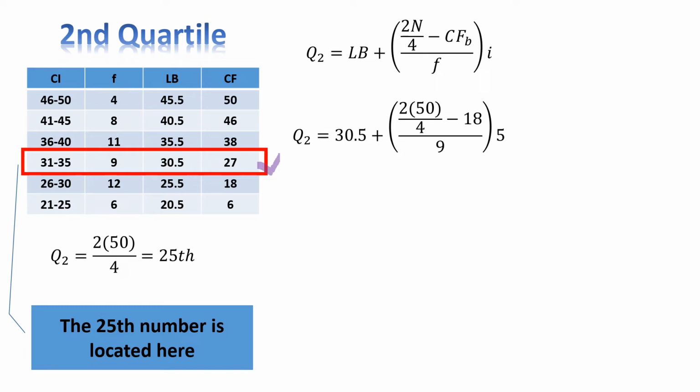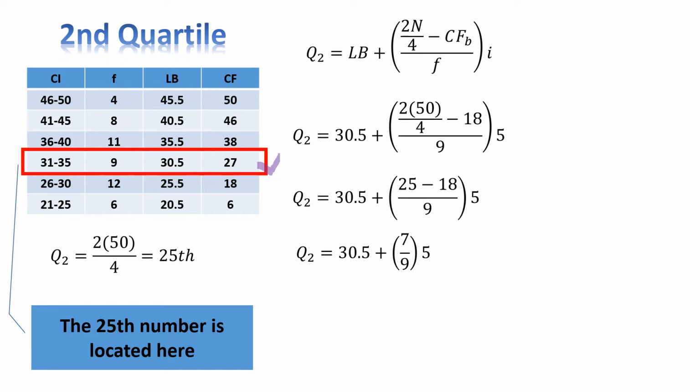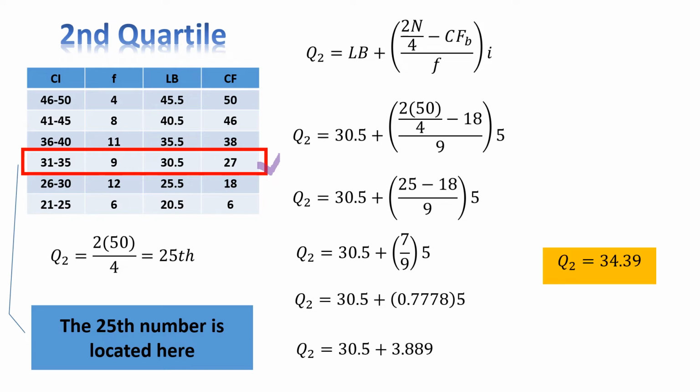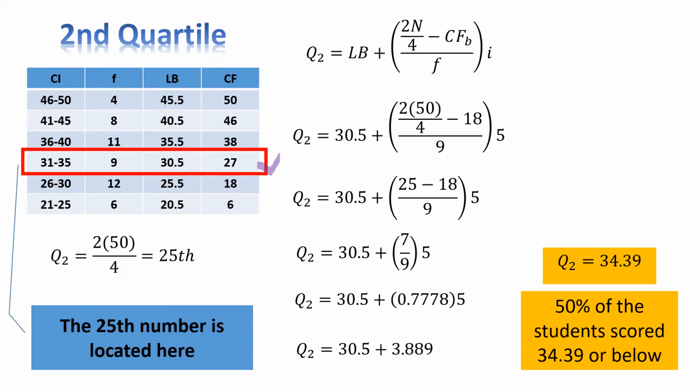Okay. So, solve natin muna yung 2 times 50 divided by 4 is 25. 25 minus 18 is 7 over 9. 7 divided by 9 is 0.778. Times 5 ay 3.889 and then i-add nyo sa 30.5. So, result niyan ay 34.39. So, this means that 50% of the students who took the test got scores of 34.39 or below.